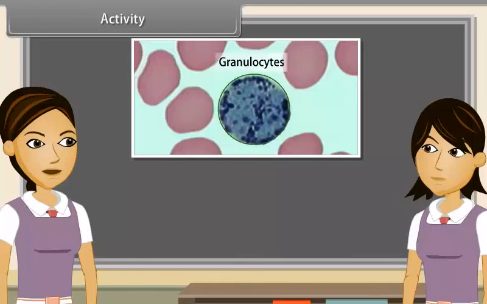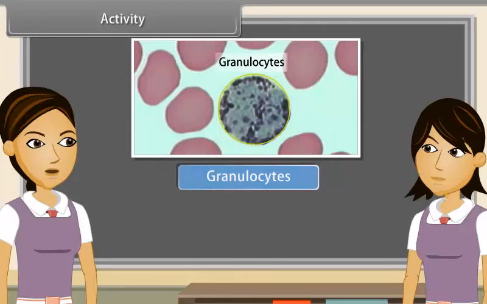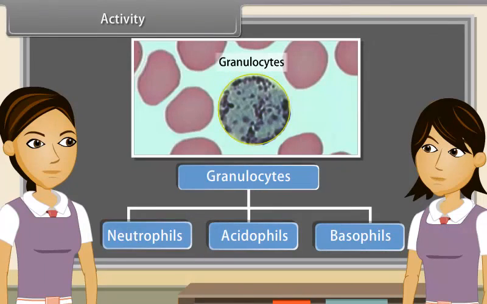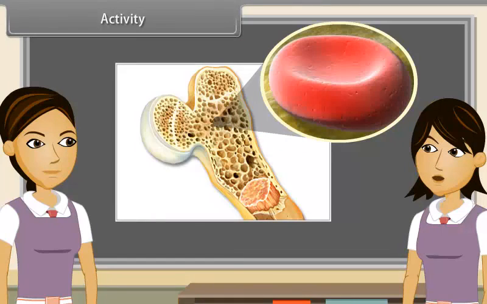Granulocytes contain cytoplasmic granules and a lobed nucleus. They are of three types, neutrophils, acidophils and basophils. Blood platelets are minute, anucleated, fragile fragments of giant bone marrow cells called megakaryocytes.